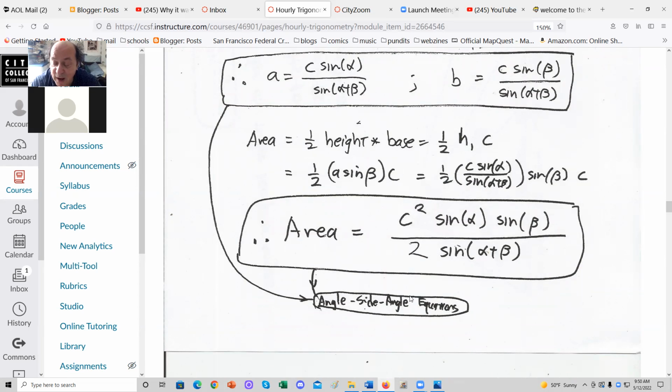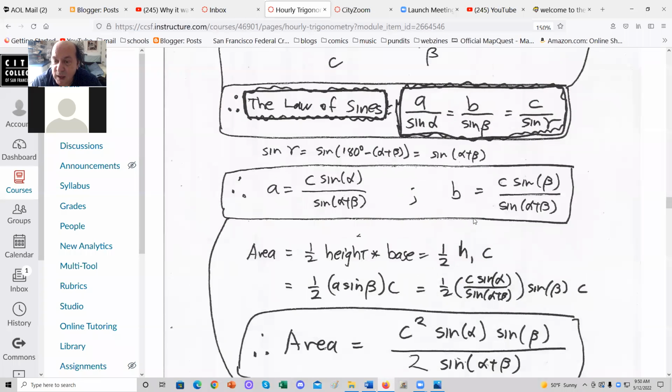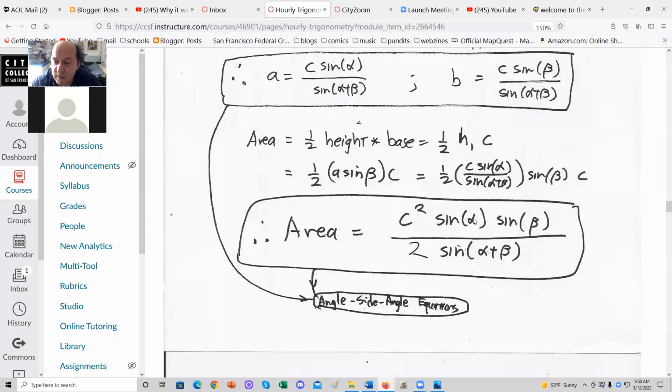I call these the angle-side-angle equations. Given alpha, beta, the angles, and the side c between them, the area is c squared sine alpha sine beta over twice the sine of the sum. So, okay, given two angles and a side, we can get the other sides and the area.